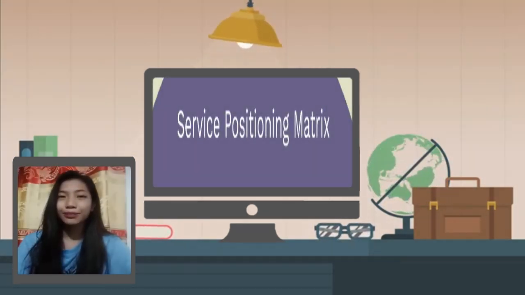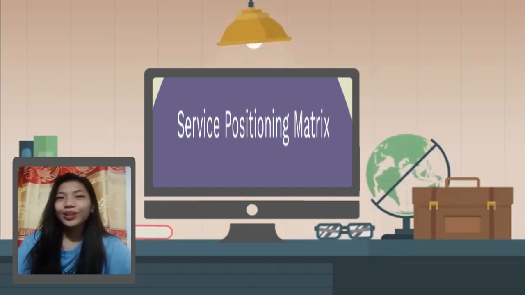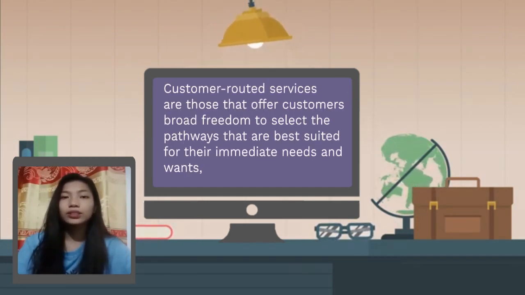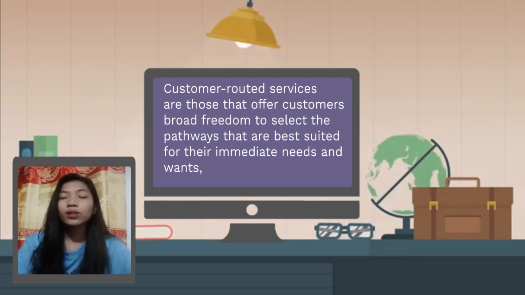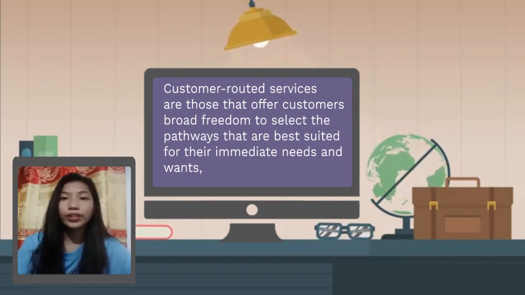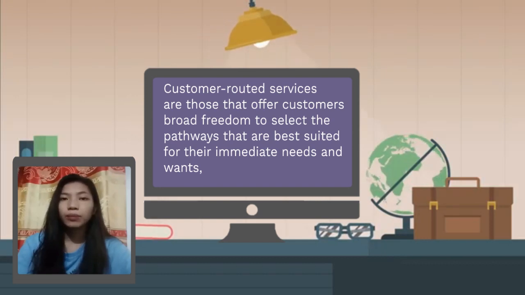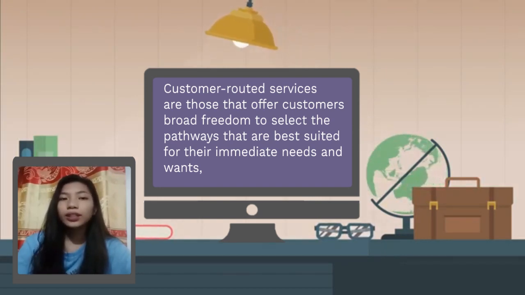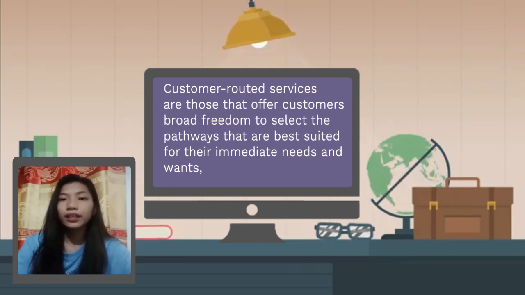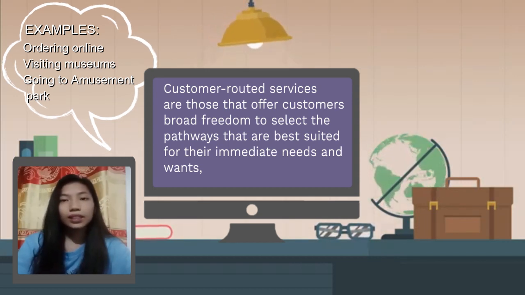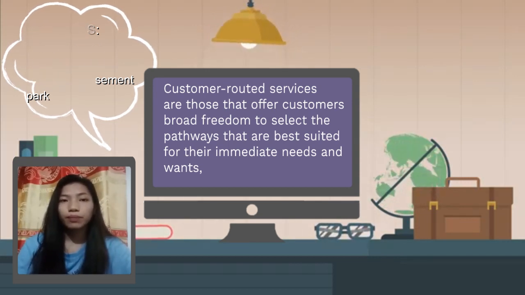Let's talk about the service matrix. The service encounter is all the process steps to fulfill the customer's wants and needs. There are two types of services. First is customer-routed services, which means that the customers have freedom to select the best for their needs and wants, and the customers will decide what path to take through the service delivery system with only minimal guidance from the management. It means that the customer can select based on his or her preference and immediate needs. For example, ordering online, visiting a museum, and going to an amusement park.